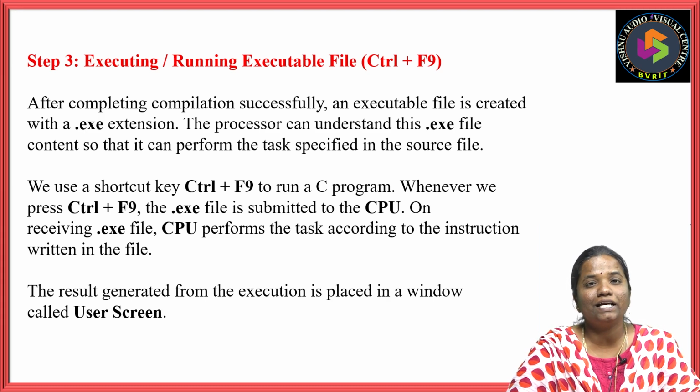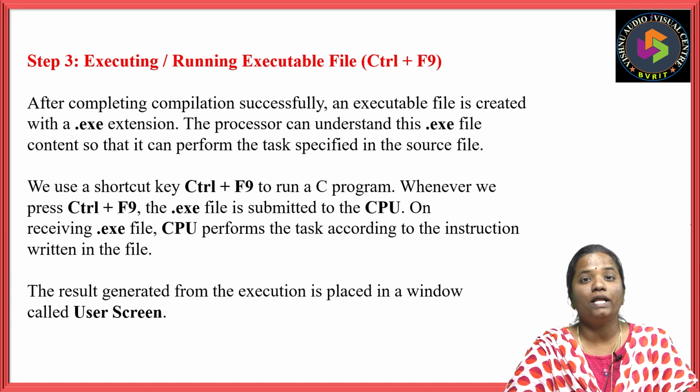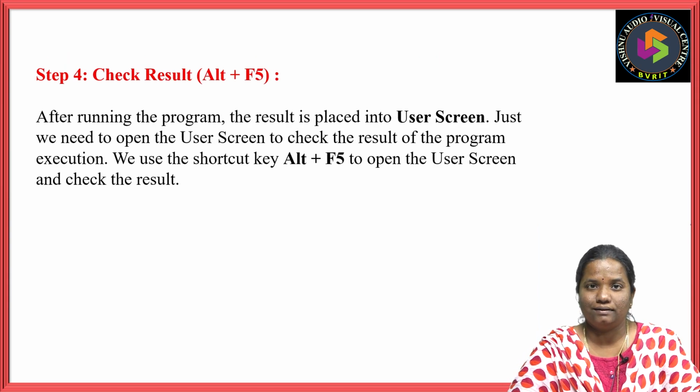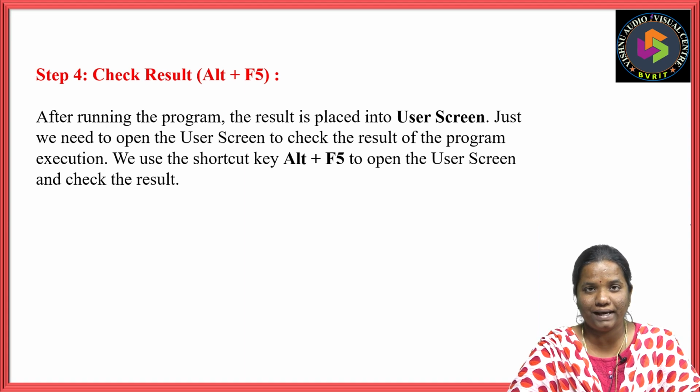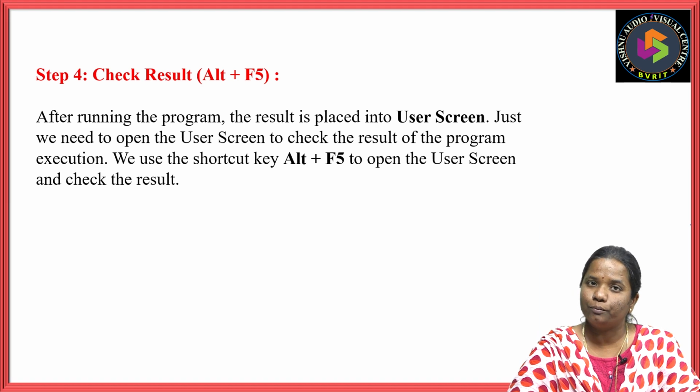The result generated from the execution file is placed in a window called the user screen. Step number 4 is to check the result. Whenever we are willing to check the results on the screen, we have to press Alt F5. Alt F5 is always used to see the results generated by the executable file.